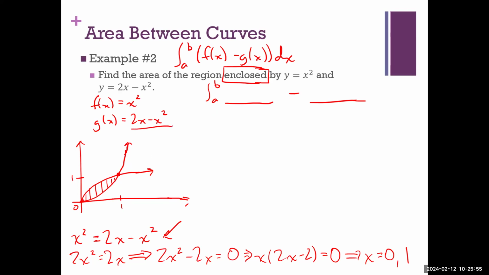Are we sure about 2x minus x squared being the upper one? If you agree with the way I drew this graph, then yeah, we can say that. So 2x minus x squared minus x squared, that's the integrand. That's the function we're going to integrate. We still need the bounds. Do we have those? That should be 0 and 1. So from the algebra we did to figure out where they meet, I think that gave us the boundary.